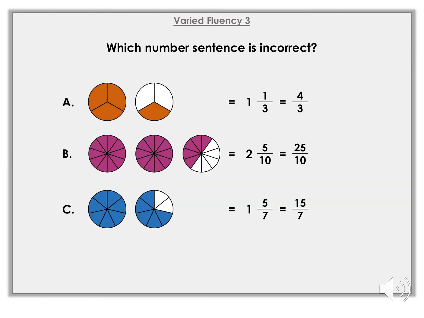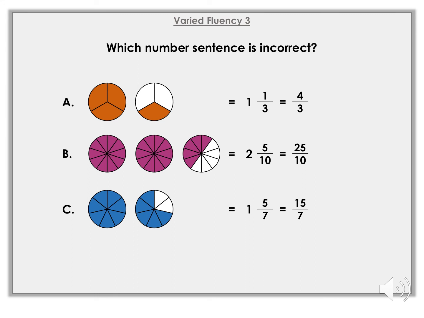So this is another style of fluency question that we will be seeing today. It says, which number sentence is incorrect? And that implies that one of them is not going to be right, but I will check all 3 just to make sure. So the first one, it is cut into thirds, and I can see that I've got 1 whole and 1 piece, so 1 whole and 1/3, so it's correct as a mixed number.